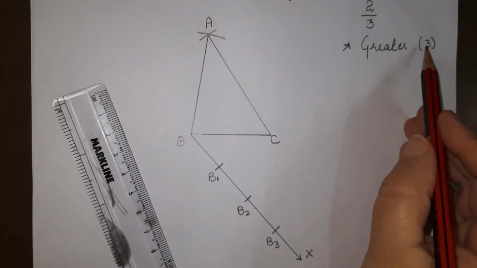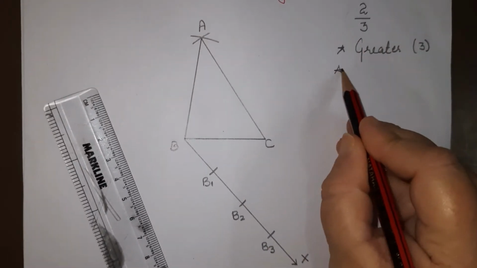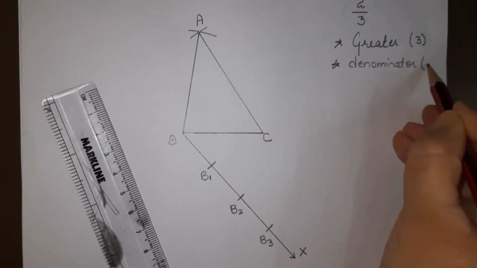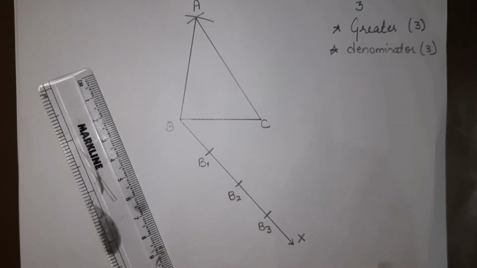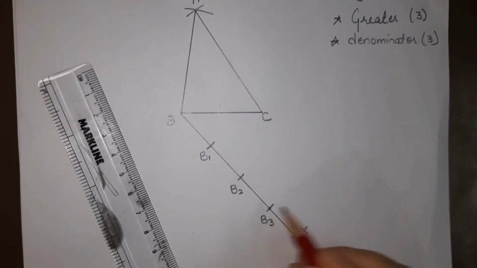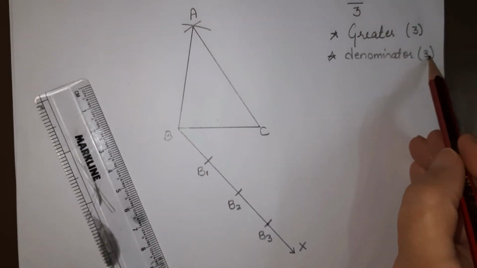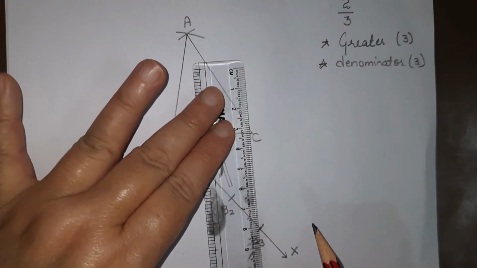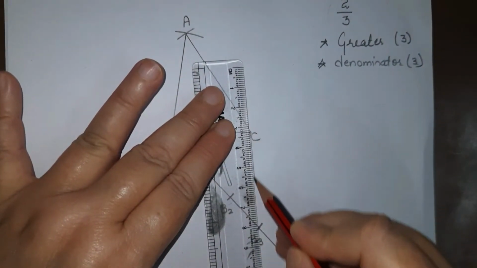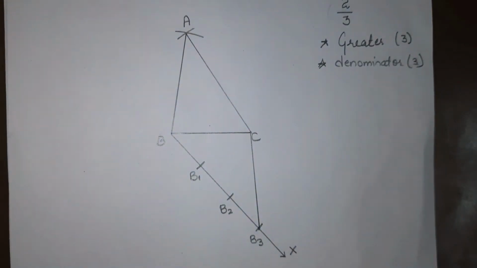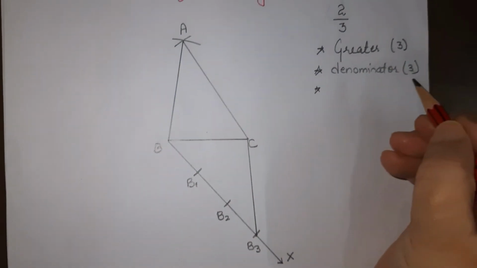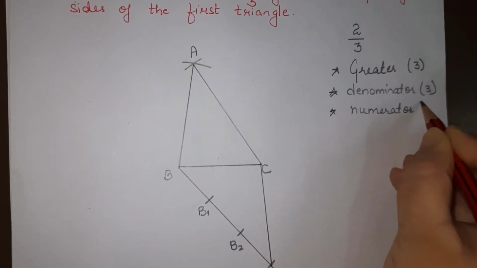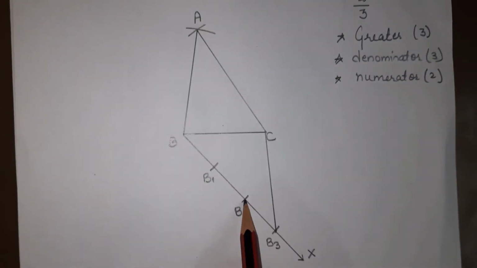Now the second step is you have to see the denominator. Here the denominator is again 3. So out of these 3 arcs, you have to take the third arc. Since the denominator is 3, we will take the third point and we will join it with the vertex C, like this. And the third thing that you have to keep in mind is you have to see the numerator. Here the numerator is 2. That means you have to take the second arc.